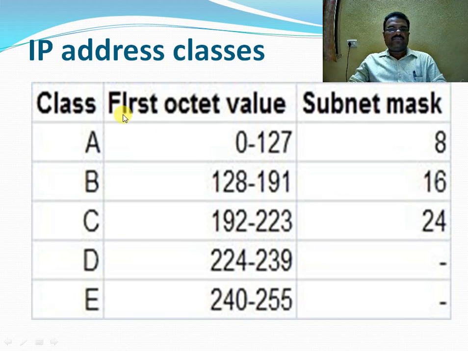Here we can also see the first octet value: 0 to 127 is class A, 128 to 191 for class B, 192 to 223 for class C, for class D 224 to 239, and for class E 240 to 255. Here the subnet mask is 8 bits for class A, 16 bits for class B, and for class C there are 24 bits of subnet mask, but for class D and E there is no subnet mask at all.